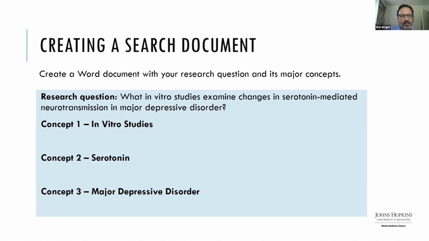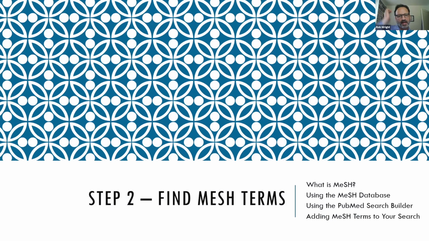So this is a mock-up of what the search document could look like. You've got the research question at the top, and then your 3 concepts with space left for populating with terms. So the next 2 steps are actually finding the terms themselves, what you're going to put in those spaces. We're going to start with MeSH terms and define what they are, how to find them using the MeSH database, using the PubMed search builder, which is a built-in way to format MeSH terms correctly, and then how to add these MeSH terms to your search when you find them.